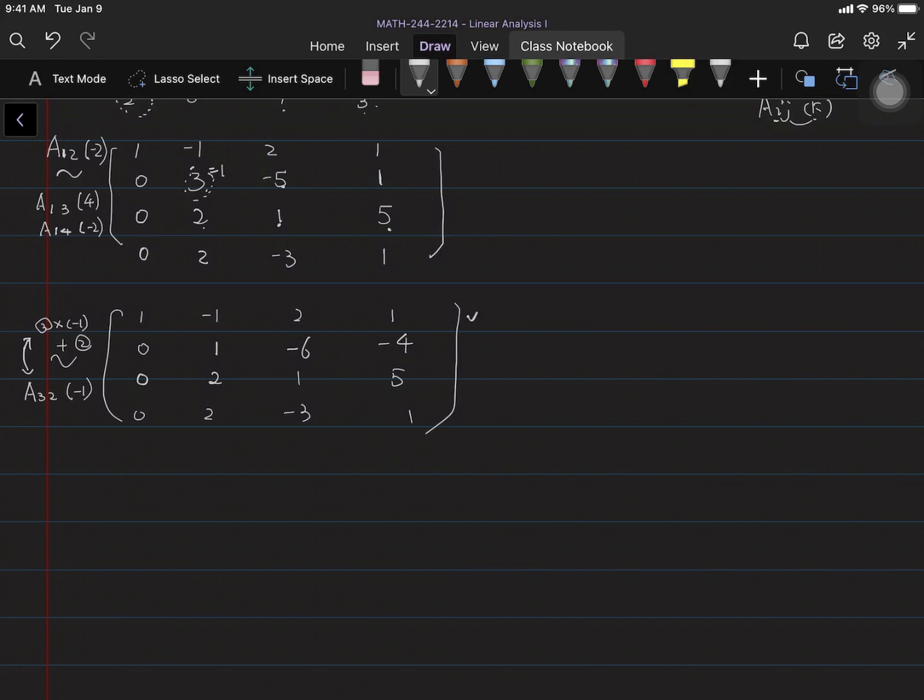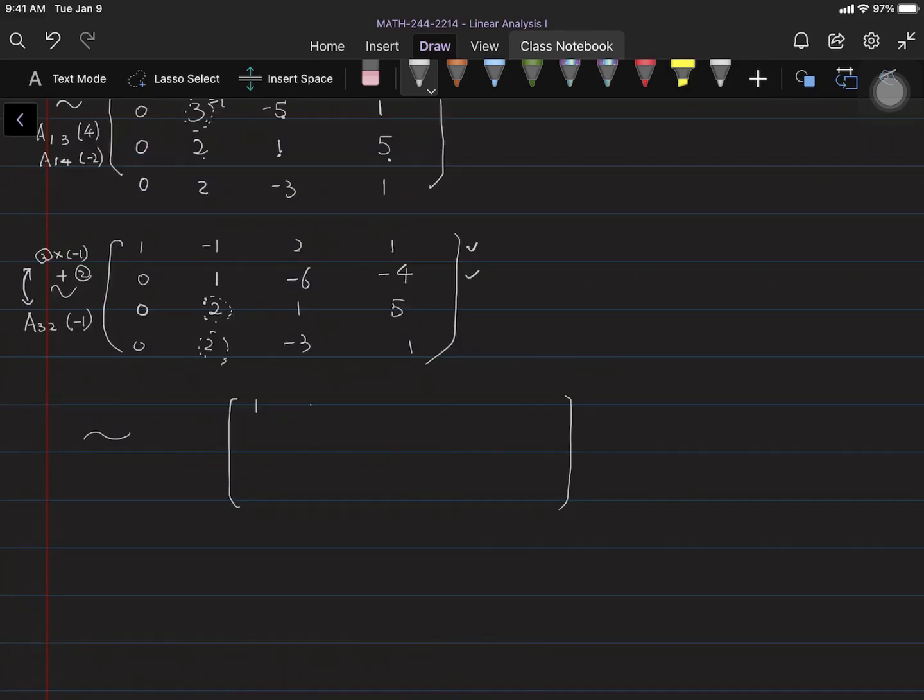So first row, second row, they both are already row echelon. Next, think about what we should do next. We want to make those into zeros, right? Because they look like 1, 1, 1. All the numbers below them should be zeros.